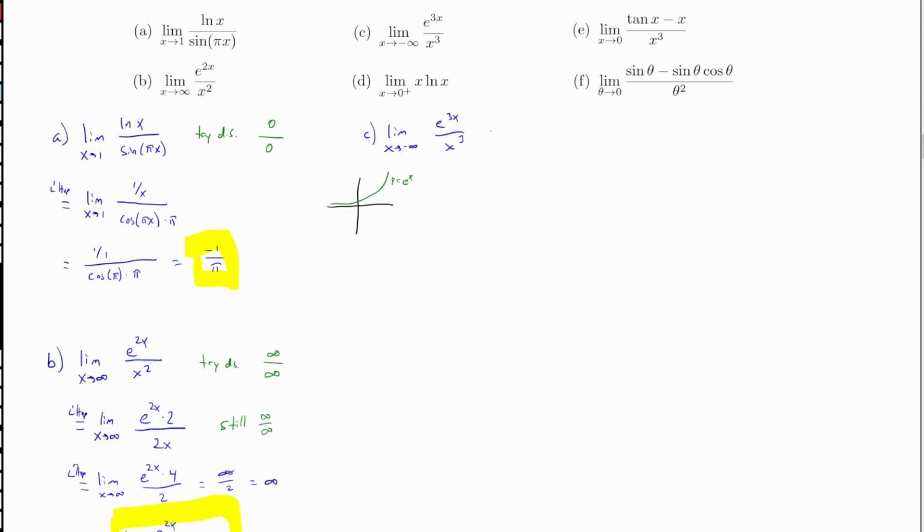So when we try direct substitution, we get 0 over infinity. And the numerator is pulling me towards 0. A 1 over infinity is also pulling me towards 0. So this limit is just 0. Okay.